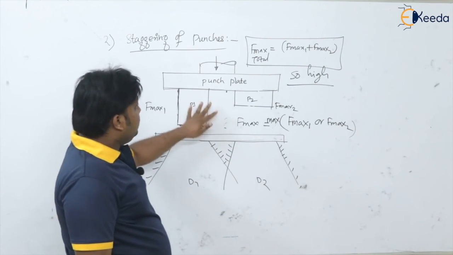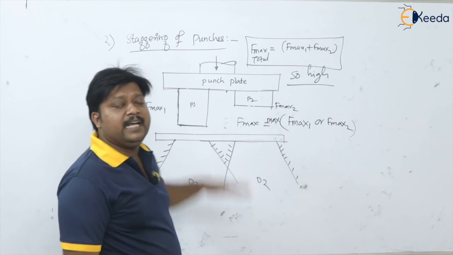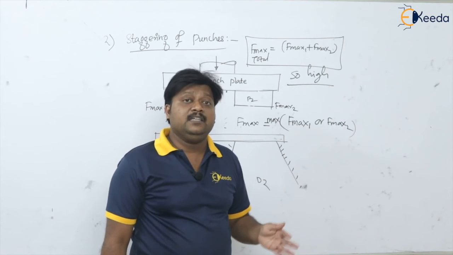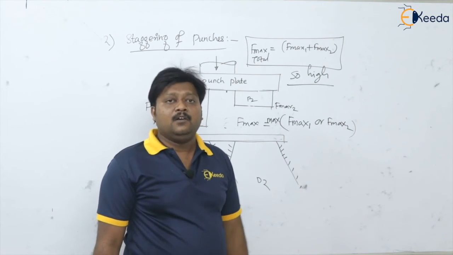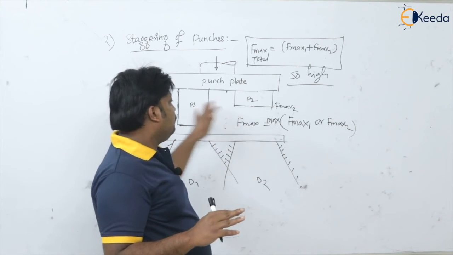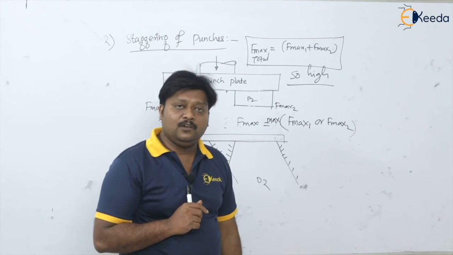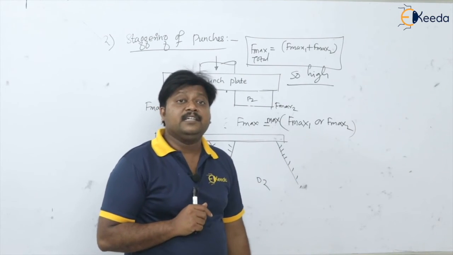So this is how, in this method, that is staggering of punches, we can minimize the force F max. But the thing is that when you are staggering the length of the punches, definitely the balancing of the punches is quite difficult.